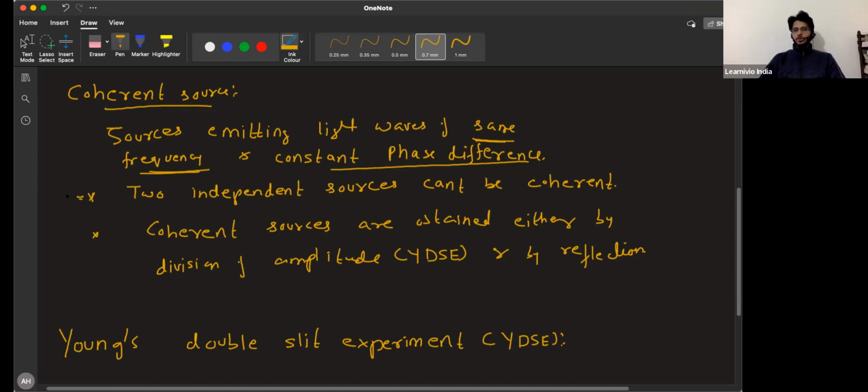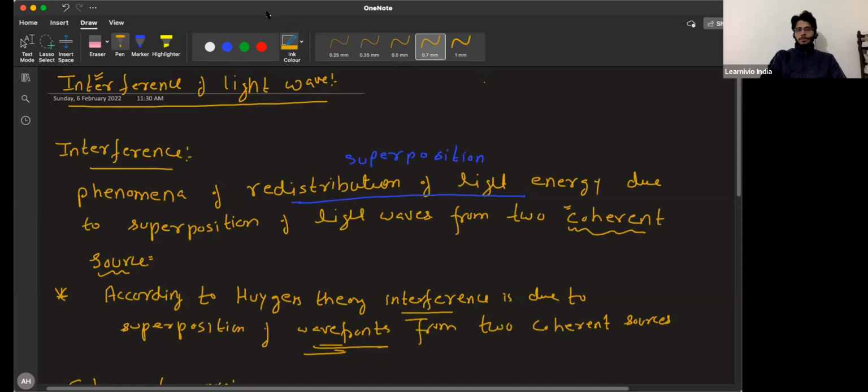To obtain coherent sources, what we can do is we can take light from a single bulb and divide this light wave into two parts. Then you get coherent sources. I'm repeating again. Coherent means if you have two sources which are emitting light waves of the same frequency and a constant phase difference, then we say the sources are coherent. If you take two independent bulbs, those can never be coherent. If you want to make them coherent, take one bulb and somehow divide its light into two parts. Then you can obtain the coherent sources. Note it down. Then we'll start Young's double slit experiment.